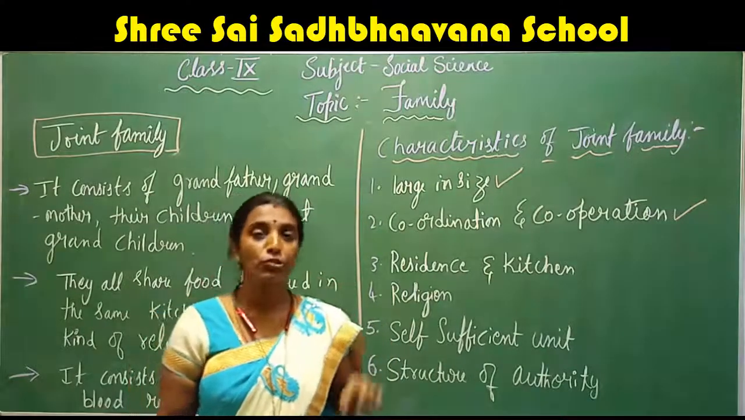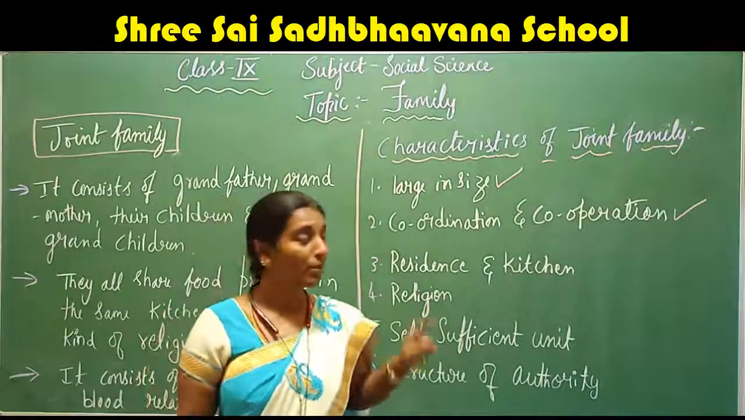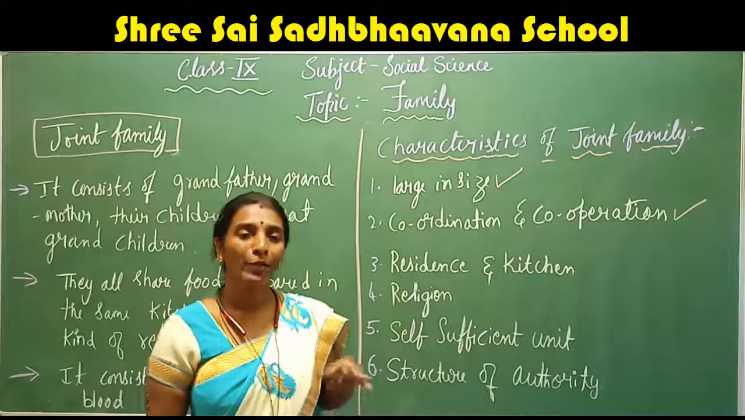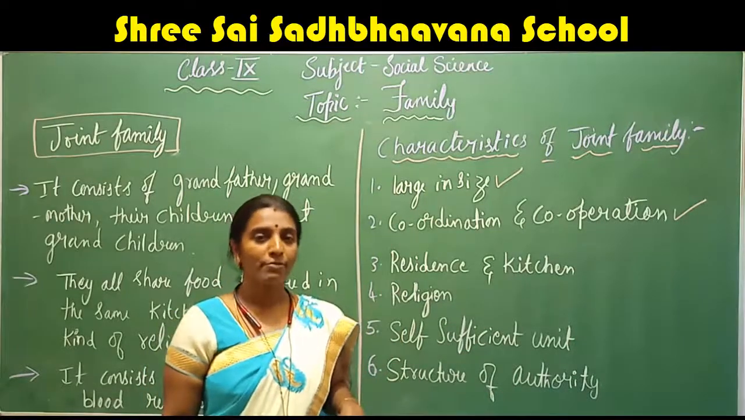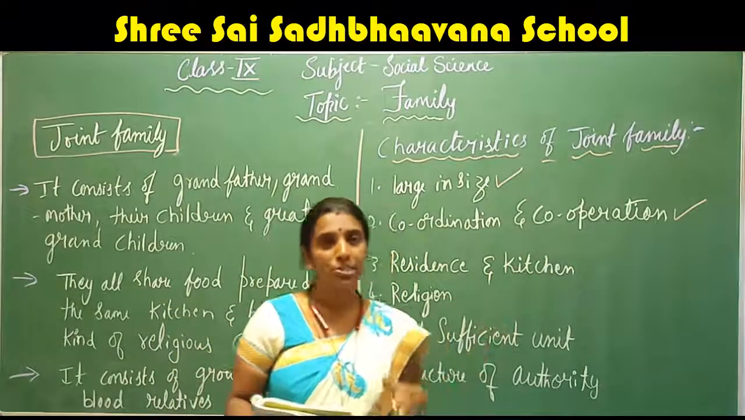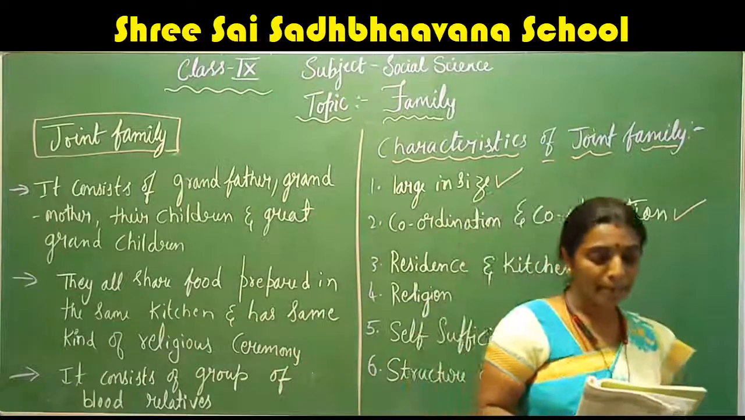The coordination and cooperation should be there in any joint family. It is a characteristic of joint family. Because of that only, they will continue to live together without any differentiation. If any differentiations come, they will solve by themselves. So because of the coordination and cooperation, day-to-day activities will be cooperated and coordinated with the family members.